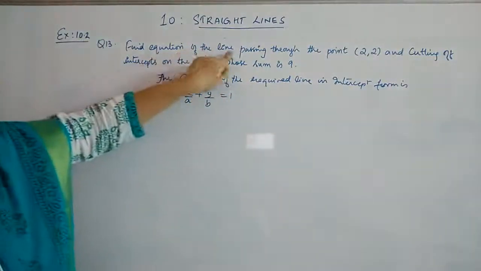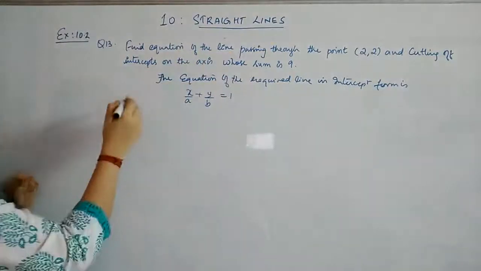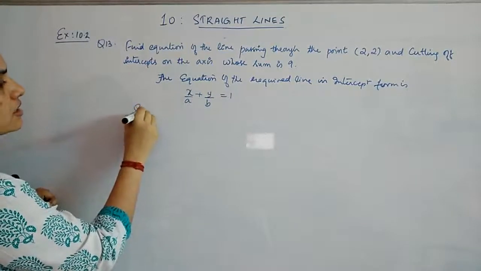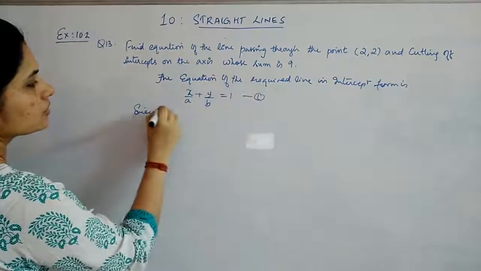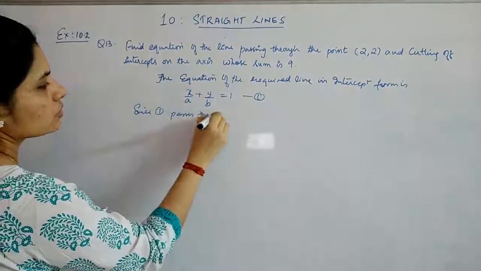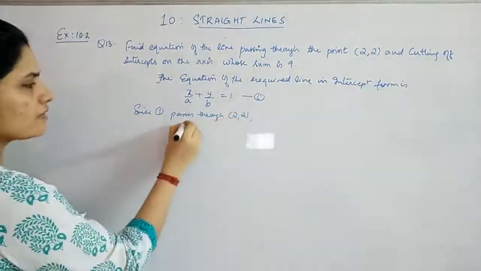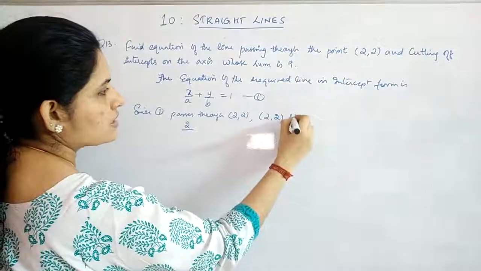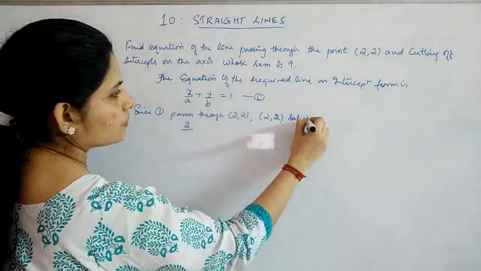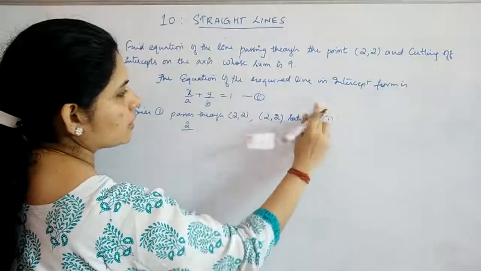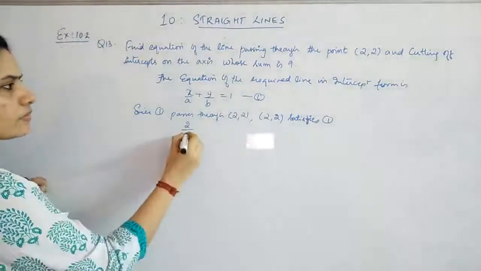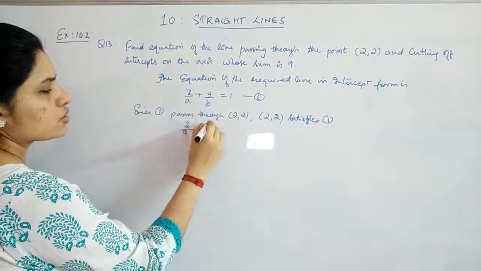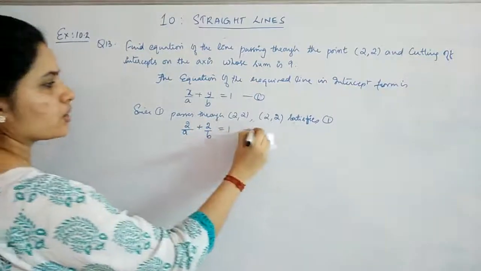Now they are saying that this line passes through the point (2, 2). Since it passes through the point (2, 2), you can replace your x and y with 2 and 2 respectively. It will satisfy the equation. So (2, 2) satisfies equation 1, that is 2/a + 2/b = 1. Now this is your new equation.